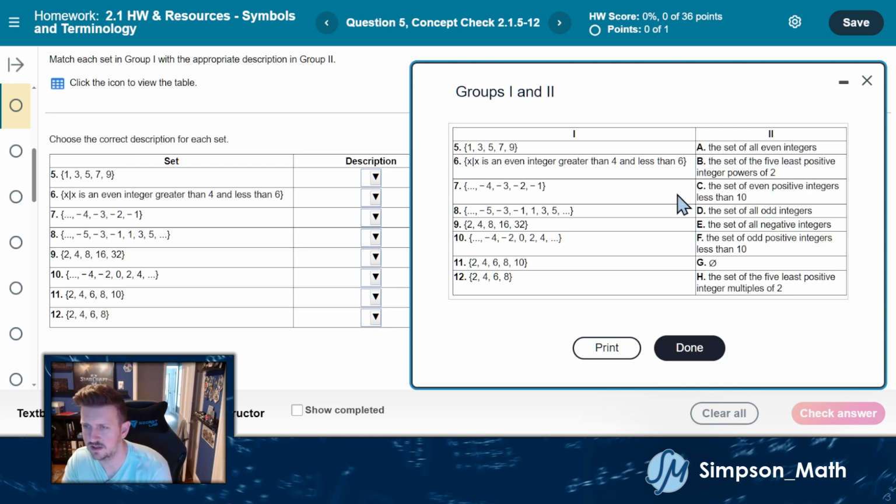Well, those aren't even. The set of all odd integers. Ooh, these are odd integers, but I don't like the word all here because it's just the first 5. The set of all negative integers. Those aren't negative. The set of odd positive integers less than 10. Seems like it's going to be the answer, but I'll hold off for a second. Let me finish reading G through H so we get familiar with the whole set.